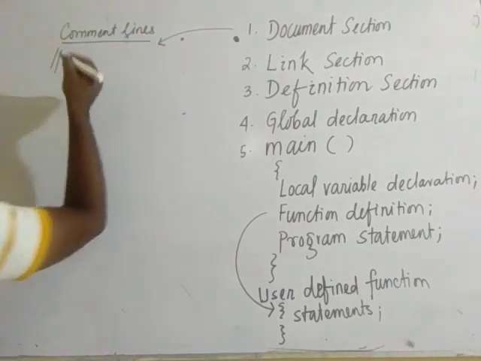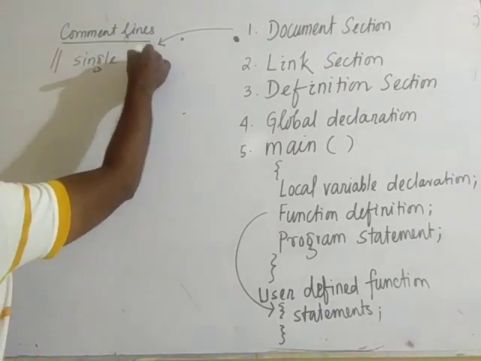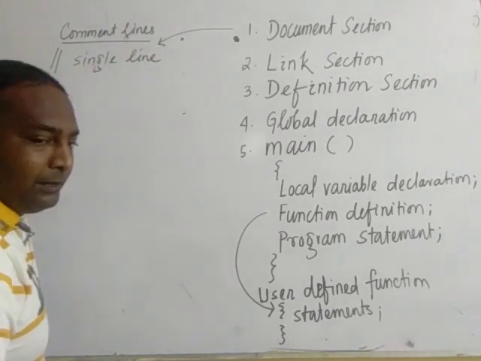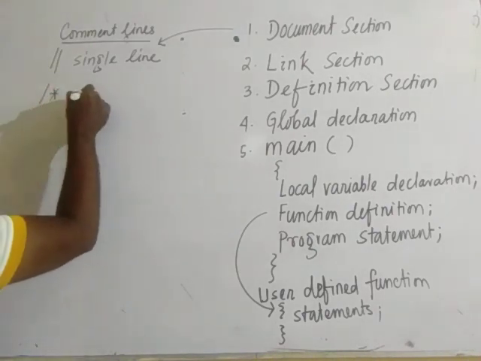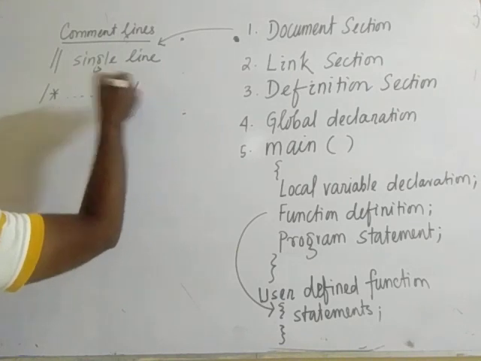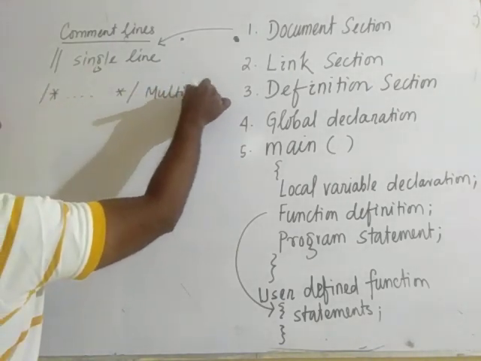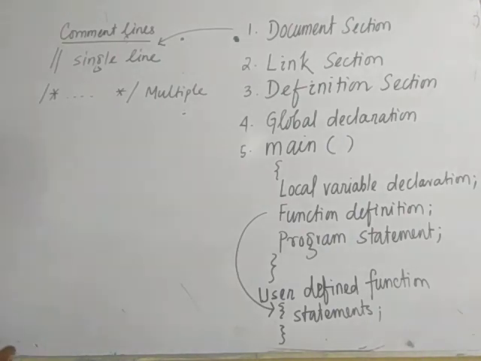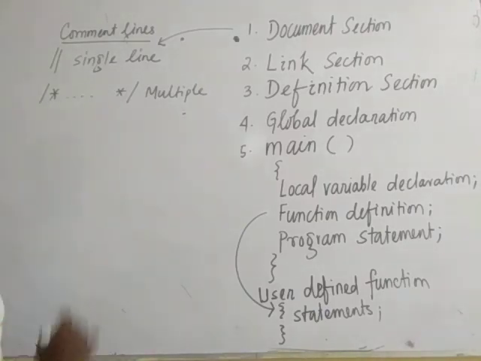This is the comment symbol. This is a single line comment symbol, and for a multiple line comment we use slash star, then your message, then star slash. So it is a multiple line comment section. A single line comment is with the double slash symbol, and a multiple line comment is written within slash star and star slash.